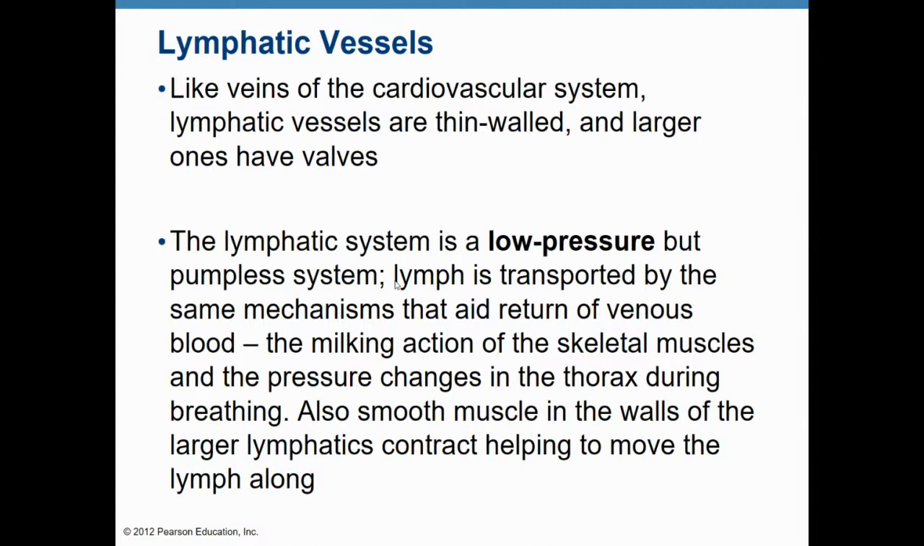So instead, lymph is going to be transported by some of the same mechanisms that help in the return of venous blood to the heart. We're going to have that milking action of skeletal muscles, right? So when the skeletal muscles contract, it squeezes the lymph through those lymphatic vessels, and the lymphatic valves are going to help prevent the backflow. We also have pressure changes that occur in the thorax. So when you breathe in, the pressure in your chest drops, and it pulls the lymph up through those large ducts and helps to dump it back into venous circulation.